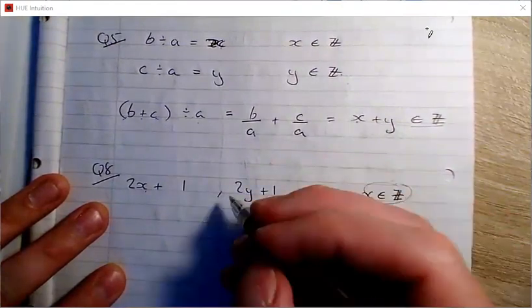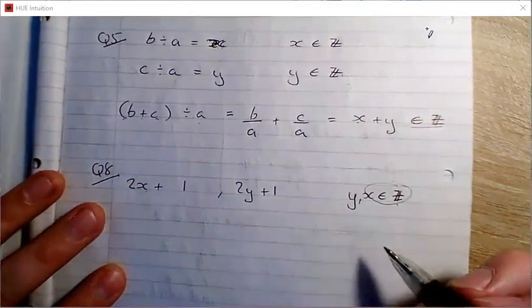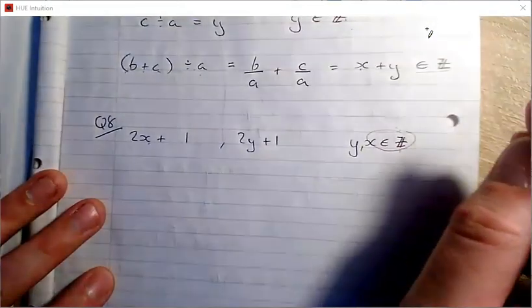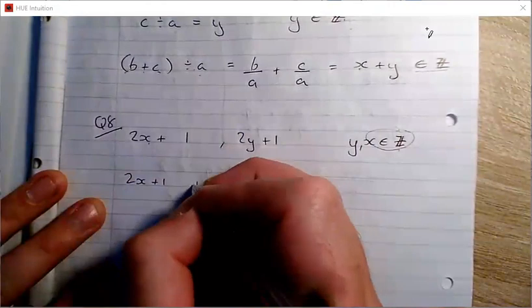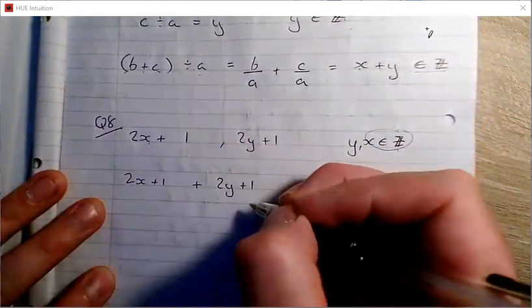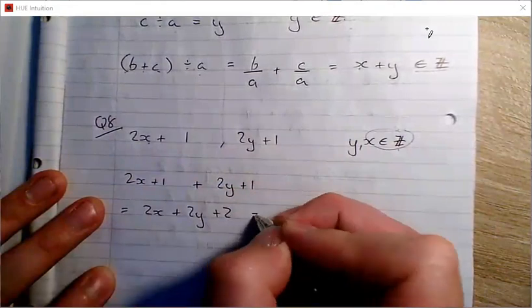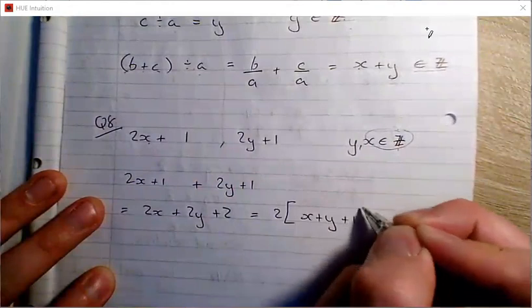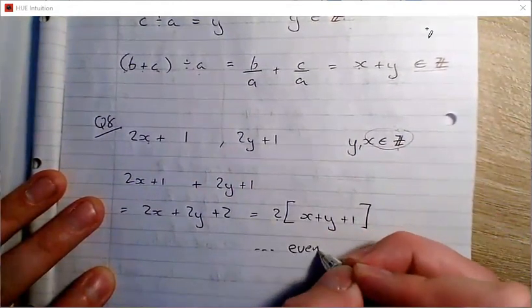That's another odd number. So these are two different odd numbers where x and y are both whole numbers, just any whole number you want to plug in there. Prove that the sum of these two will always be even. Well, that's 2x plus 1 plus 2y plus 1. That gives 2x plus 2y plus 2, which can be written as 2 times x plus y plus 1. Any number that has 2 as a factor is even. So that's that one proved.